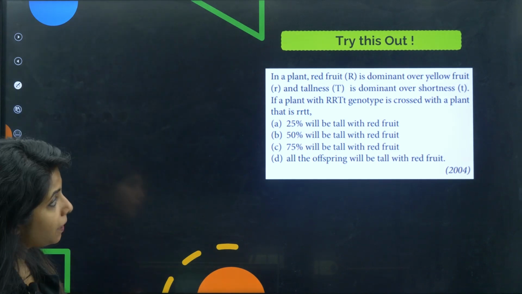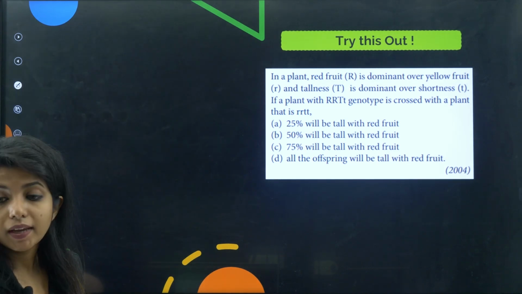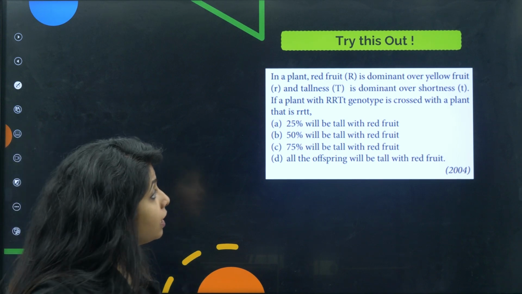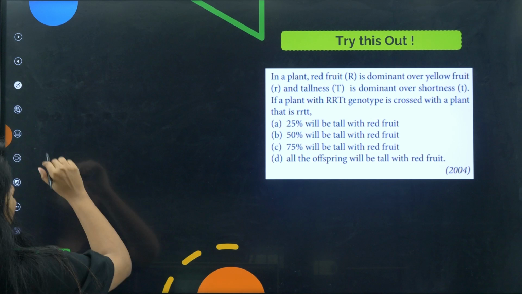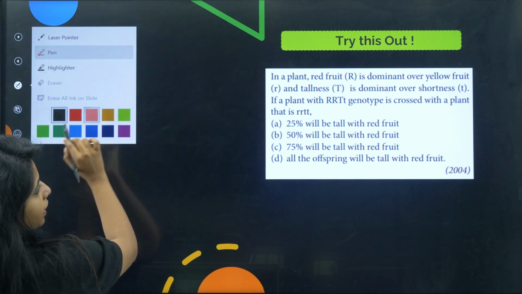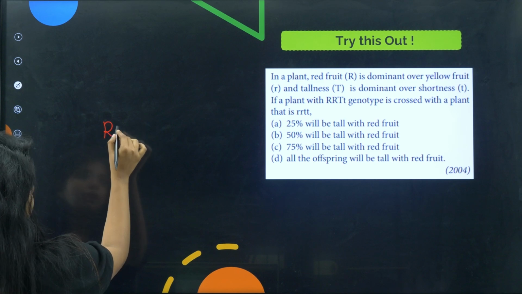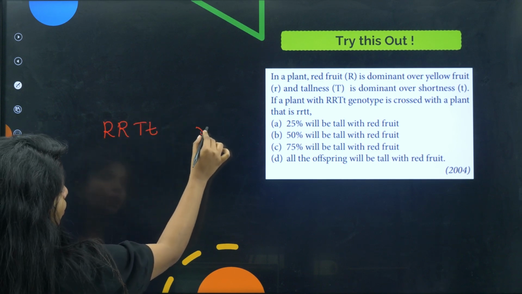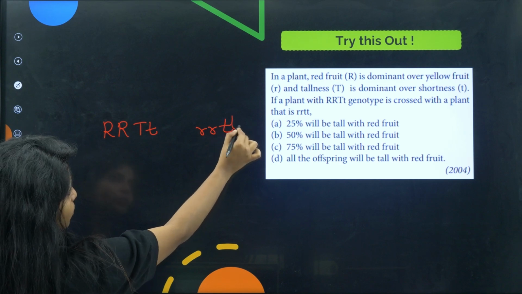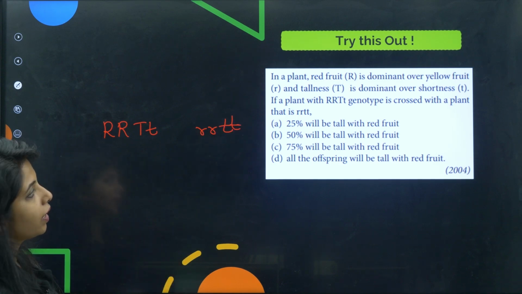Over here, in a plant, red fruit is dominant over yellow fruit and tallness is dominant over shortness. If a plant with genotype capital R, capital T is crossed with a plant with small r, small t, you have to find what percentage of them will be tall and red.